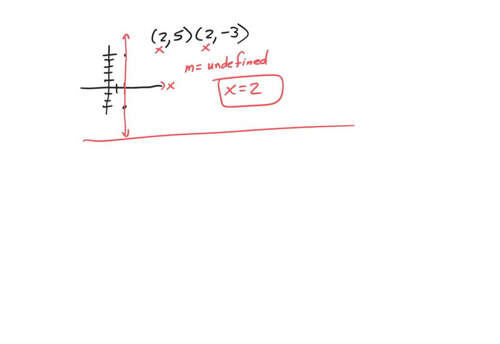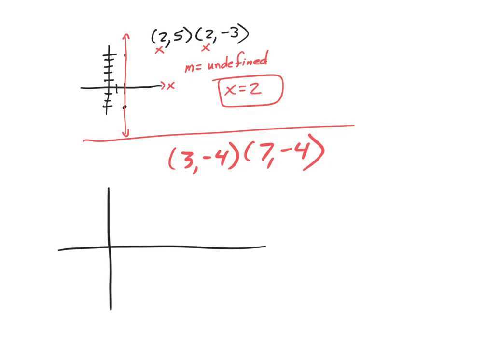The other one that's very similar to that would be one like this. If I were to graph this one, (3, -4) and (7, -4), this one is a horizontal line. Horizontal lines and vertical lines are not the same thing. What kind of slope does this one have?